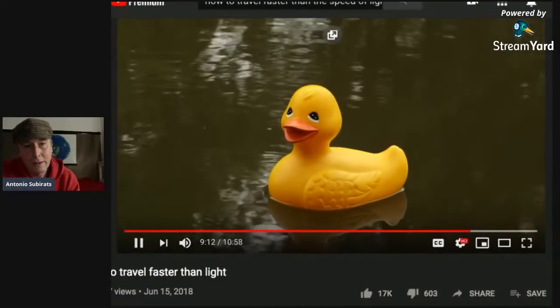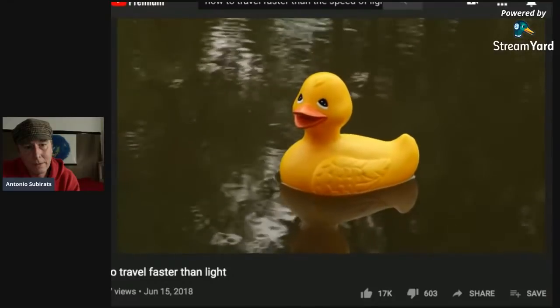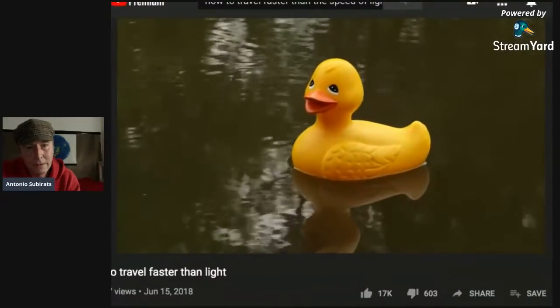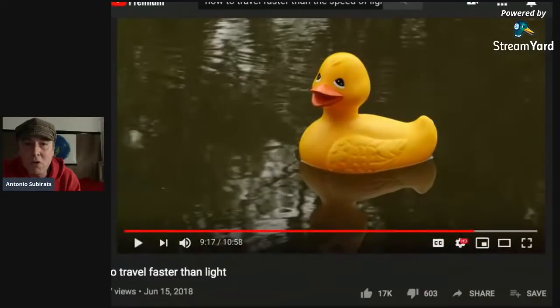It's kind of like putting a rubber duck in a river. The duck isn't moving as far as the water is concerned, because in that frame, the duck isn't really moving.